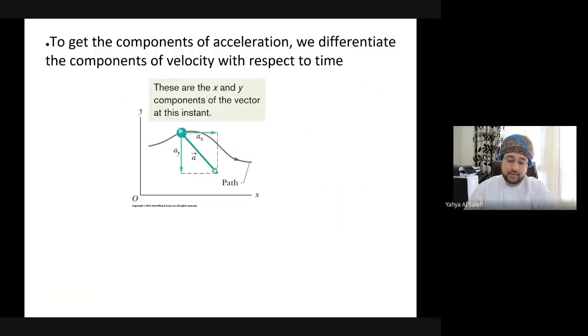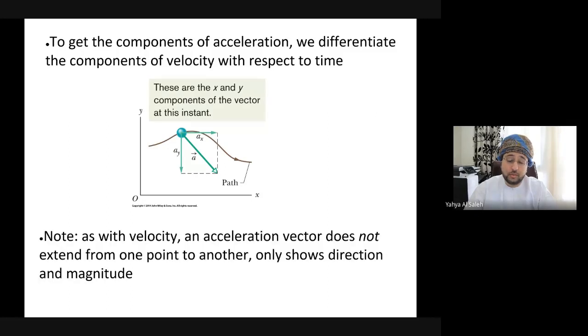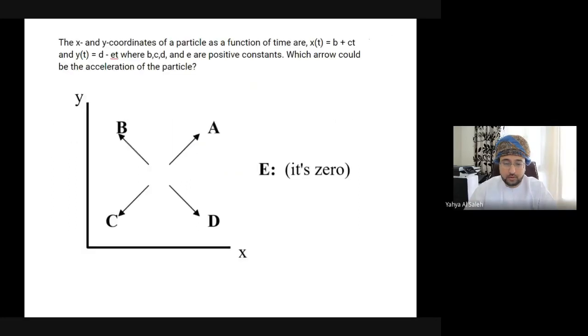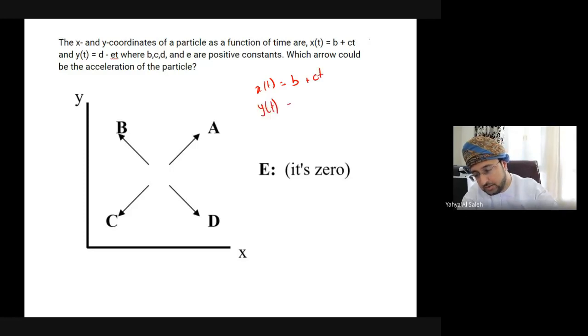How do we get the components of acceleration? We differentiate the components of velocity with respect to time. And just like with velocity, it tells us the direction and the magnitude. So this time we're looking at acceleration. Careful, it looks the same, but it's a bit different. The x and y coordinates of a particle are again given by the same function, b plus ct, and d minus et. What is the acceleration?